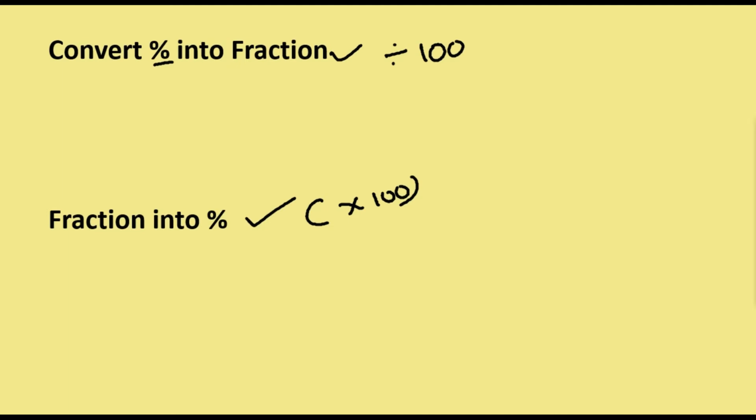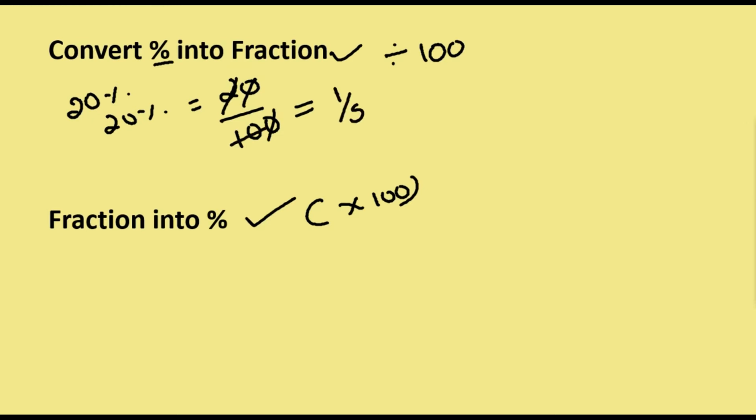What is the fraction of 20 percentage? They are asking to convert 20 percentage. 20 percentage is simply written as 20 divided by 100. The 0 cancels, 2 10s, and the answer is 1 by 5. 20 percentage is converted into 1 by 5.